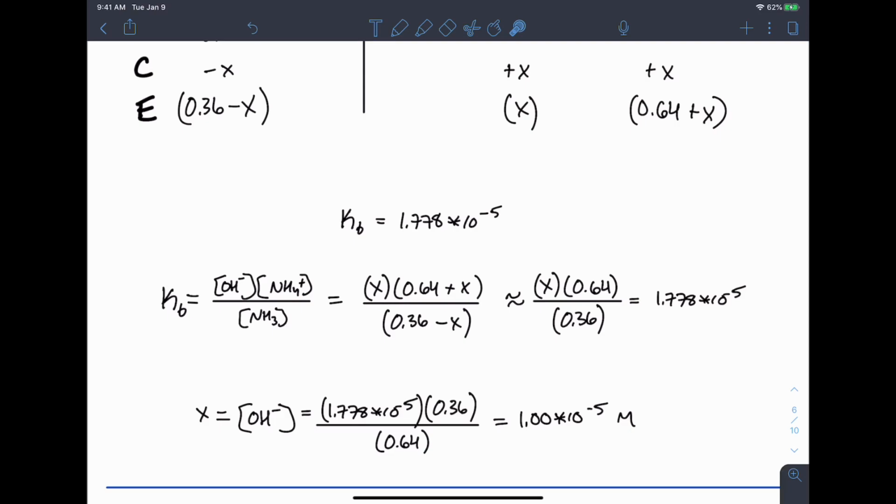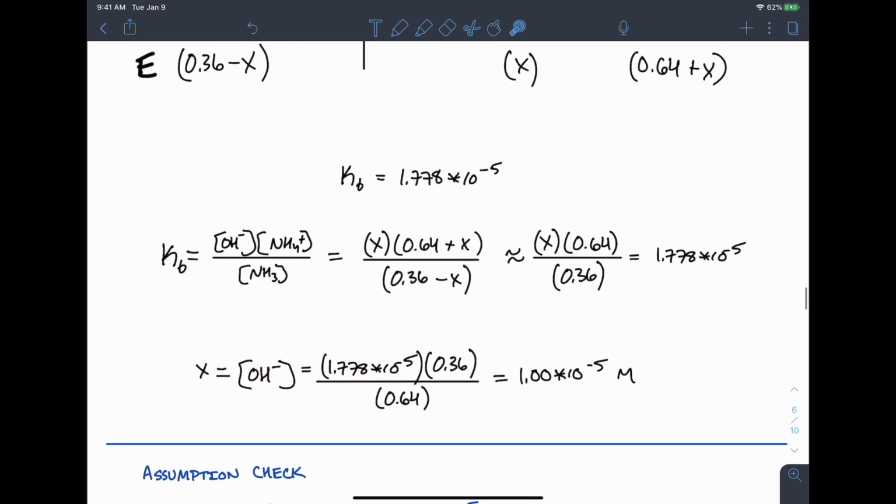So now that we have these new equilibrium concentrations, we can plug those numbers into our Kb expression just like we did in part A, and we can solve for x, and in this case we wind up with a concentration of 1 times 10 to the minus 5 molar. Again, we've technically made that assumption here that plus and minus x are negligible.